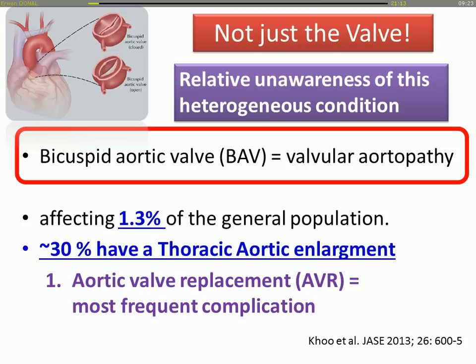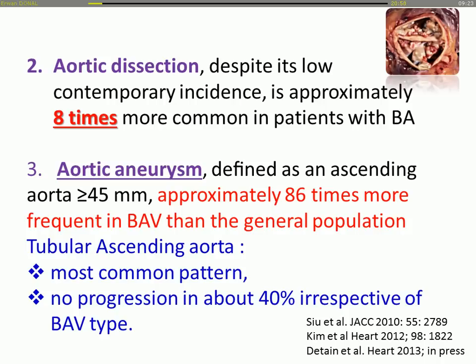And we know that it's a quite prevalent disease. We know that the prevalence of the ascending aorta enlargement is about 30%. And we know that the most prevalent complication is the need for an aortic valve replacement. And also, we know that some of these patients with a bicuspid aortic valve will have an aortic dissection. The risk is increased by a factor of 8, compared to the whole population.